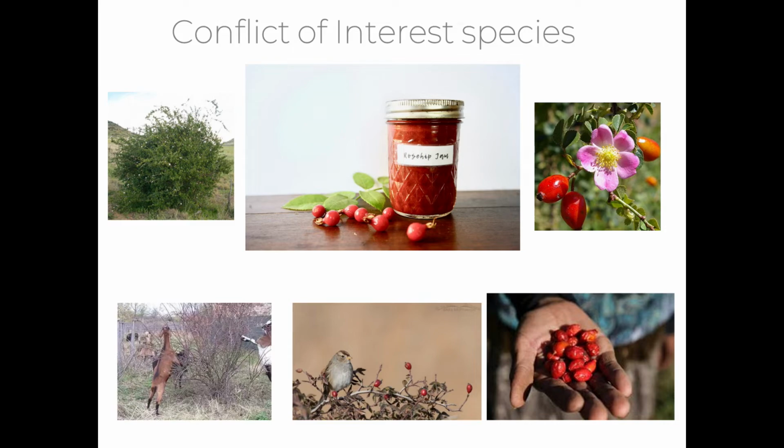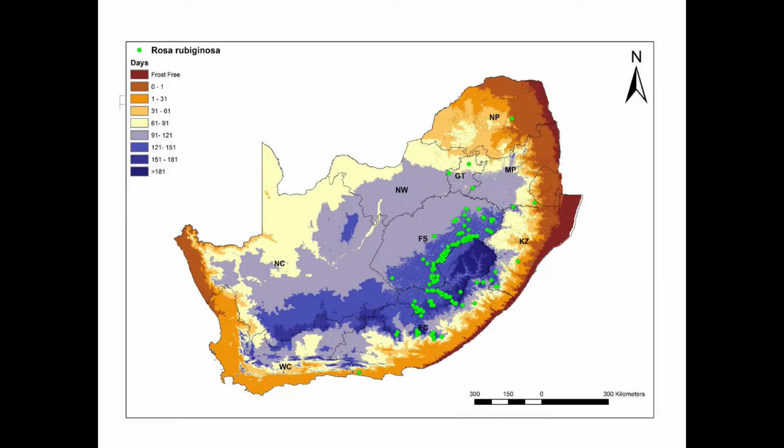Some of the other species we've looked at are quite interesting with regard to conflict of interest species. One of them, over there, I see it's got a little picture, is Rosa rubiginosa, also really common. I really like its distribution in South Africa. You can see a little green dot. It really hugs the area where I work, so I always like it because I can show this and say I work on weeds that grow here.